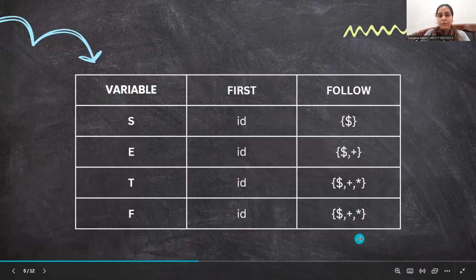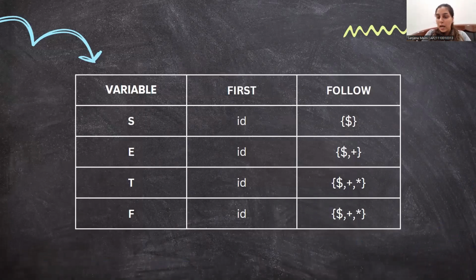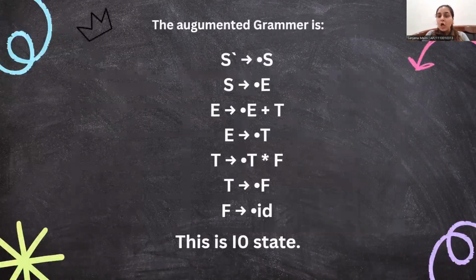Next, the step to construct the SLR parse table will be to write the augmented grammar. In the augmented grammar, we introduce a new variable S dash, which is the new starting symbol, and we will have the production S dash tends to S. S is the initial start symbol of the production given to us, but since we are writing the augmented grammar, the new start symbol will be S dash.